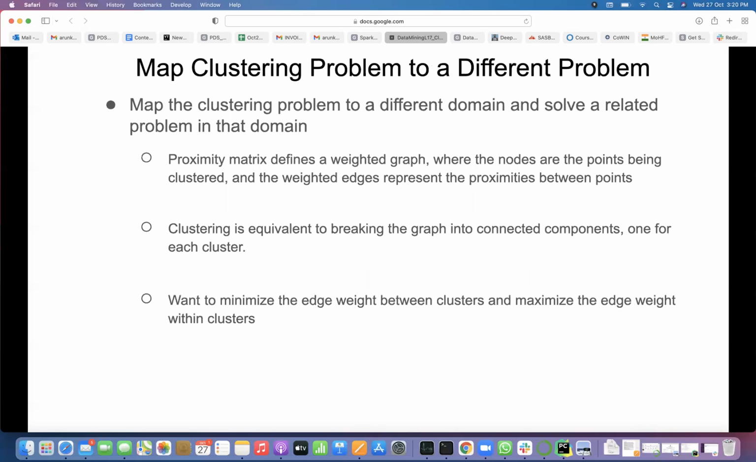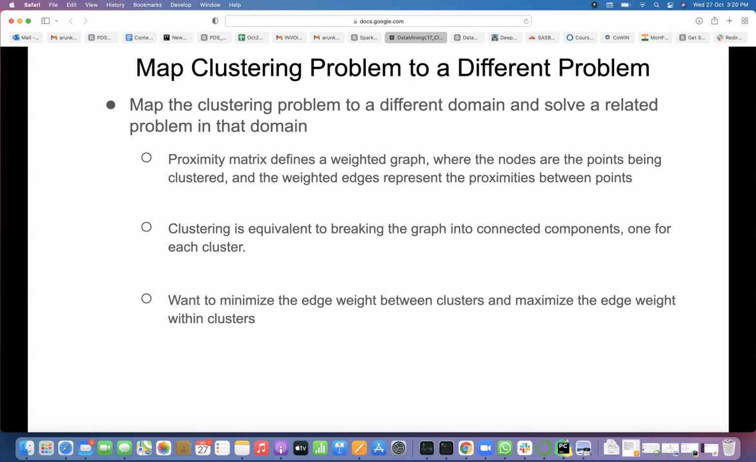So, map clustering problem to a different problem. Do we use new techniques or some other techniques? One way is to map the clustering problem to a different problem. The data sets, whatever we have, we will convert into a different data set. Map the clustering problem to a different domain and solve a related problem in that domain.